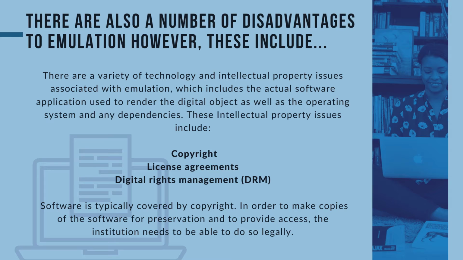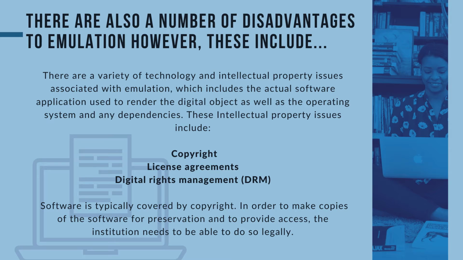As emulation is still a relatively new technology in the field, it doesn't yet have widespread adoption for a number of reasons. These include that there are a variety of technology and intellectual property issues associated with emulation, which includes the actual software application used to render the digital object, as well as the operating system and any dependencies. These intellectual property issues include copyright, license agreements, and digital rights management, or DRM.